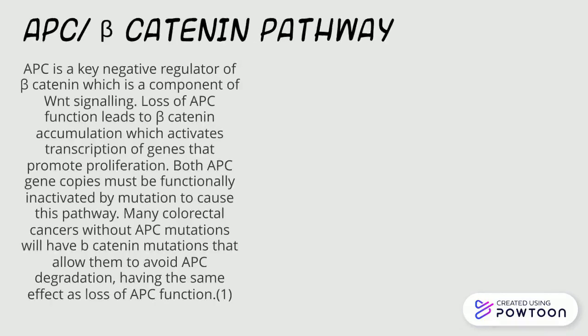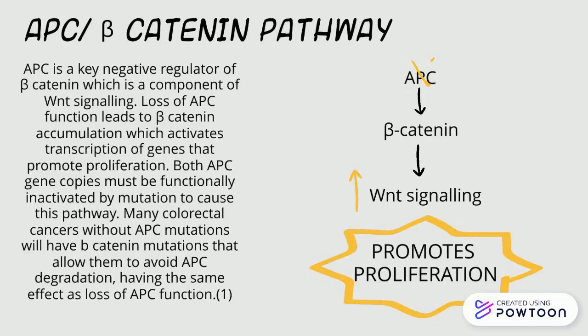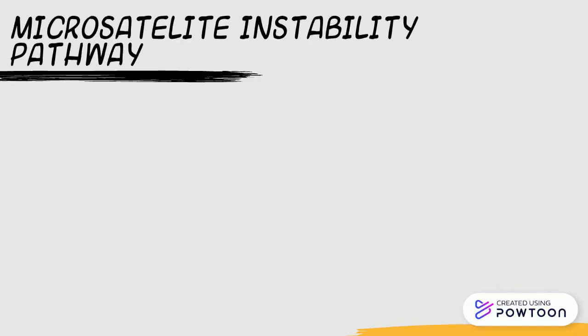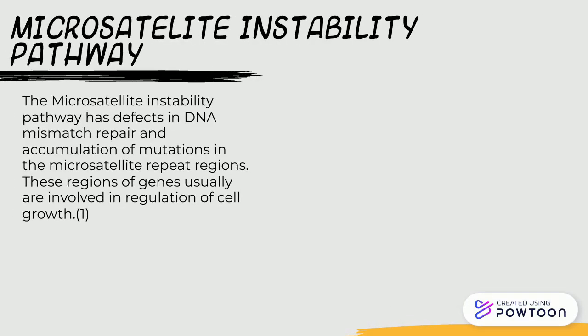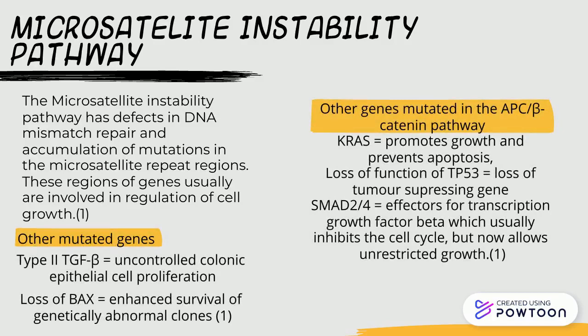APC is a key negative regulator of beta-catenin, which is a component of Wnt signaling. Loss of APC function leads to beta-catenin accumulation, which activates transcription of genes that promote proliferation. The microsatellite instability pathway has defects in DNA mismatch repair and accumulation of mutations in the microsatellite repeat regions. Both pathways involve mutations of other genes.